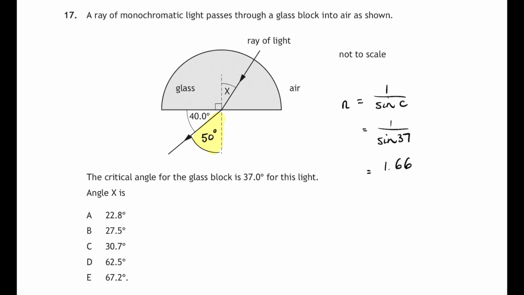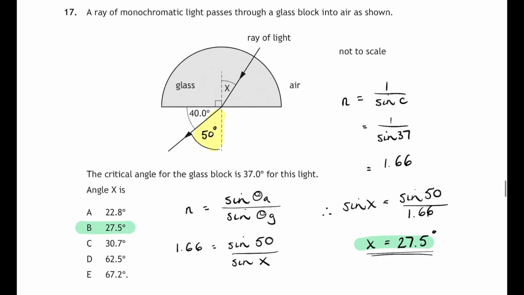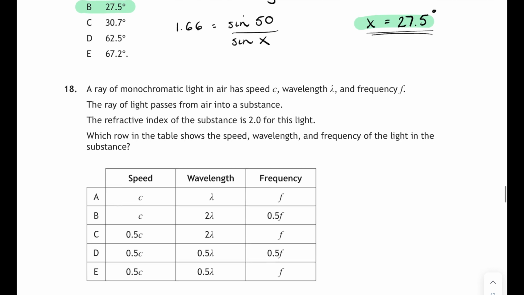And now we know the refractive index, we can use that to work out what the angle in the glass will be, angle x. So n is equal to the sine of the angle in air over the sine of the angle in glass. So 1.66 will be equal to sine 50, the angle in air, divided by sine x, and if you rearrange it, sine x will be equal to sine 50 over 1.66, and then if you shift sine, your answer gives you 27.5 degrees, and that corresponds to answer B. Very tricky again. 17B.